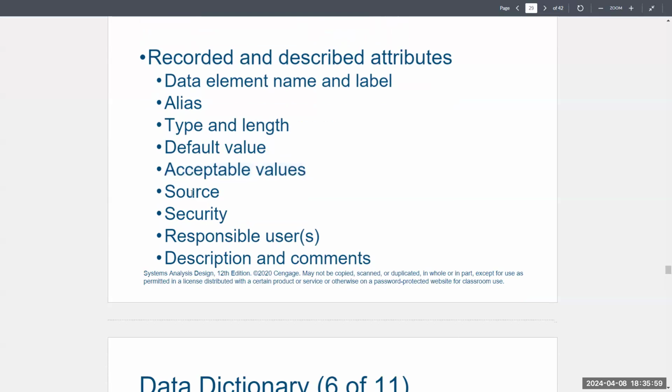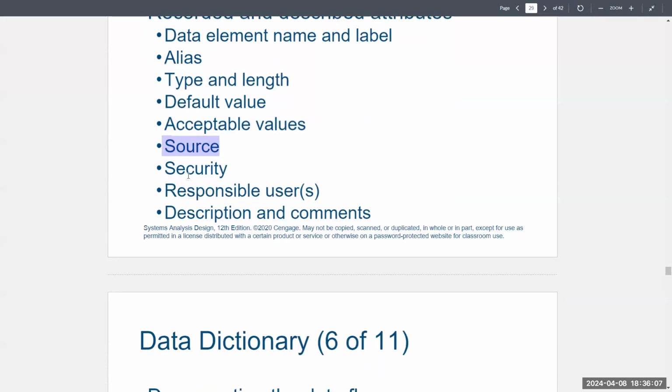Sources, what is the source of that information? What application is updating that data, right? Security means who has access, who are allowed to do what, right? Some people just can read, some people can update and delete.